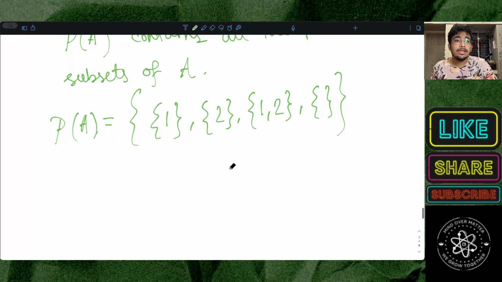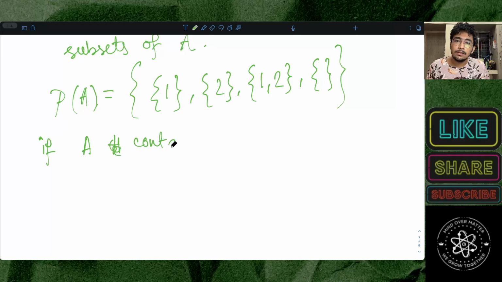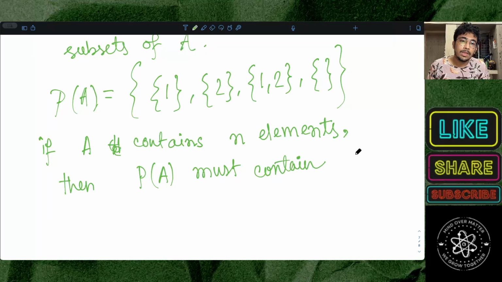And there's another theorem: if A is a set that contains n elements, then the power set of A must contain 2 to the power n elements.